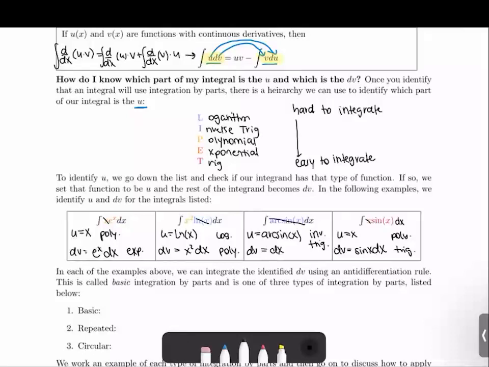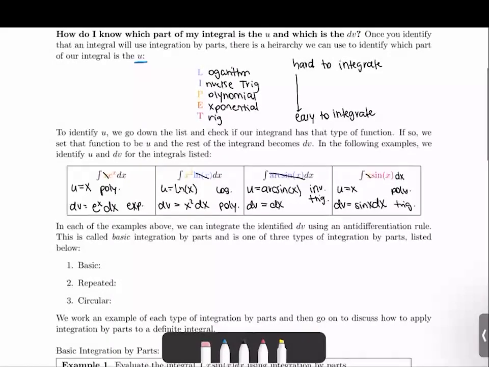So depending on how we can integrate that v du, we have 3 different types of integration by parts. The first one is basic integration by parts. And in this one, we can use anti-differentiation on the integral v du. So that means the integral that we come up with now is simple enough that we can just integrate it simply.